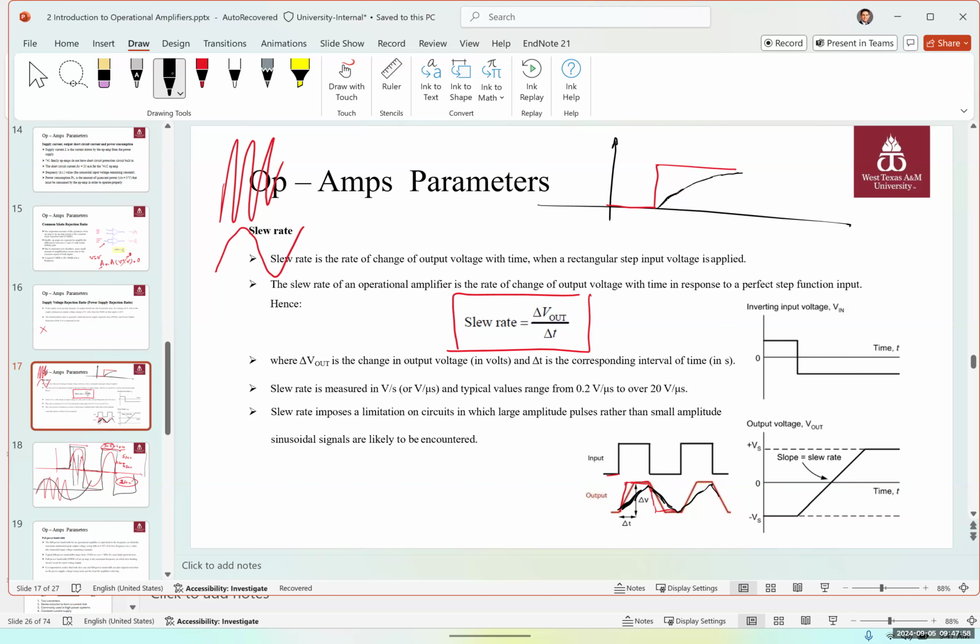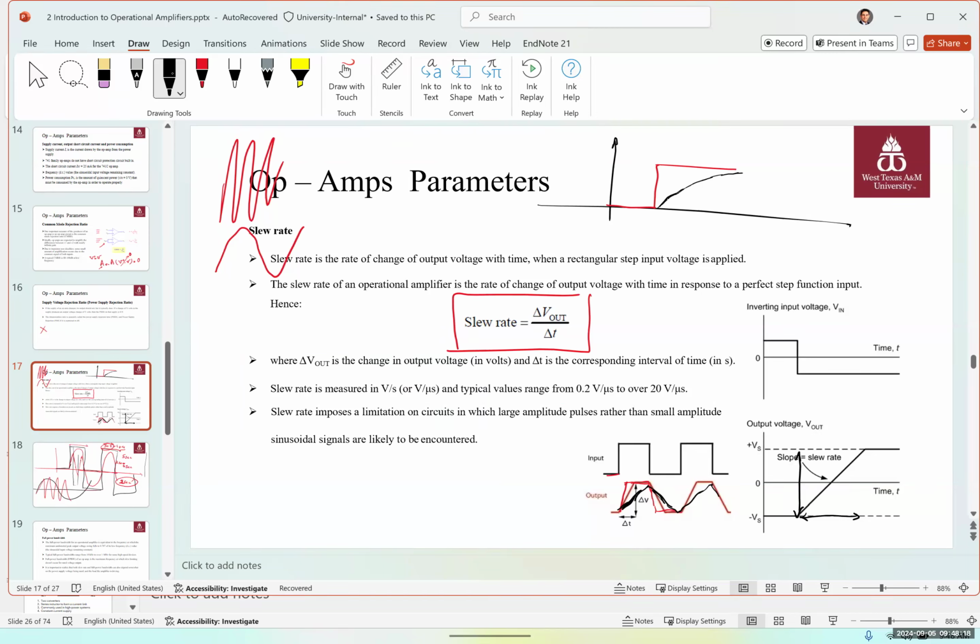Now, how do we measure the slew rate? It's going to be delta V, which is this, over the delta T. Okay. So how fast can I go from point A to B in a shorter time?